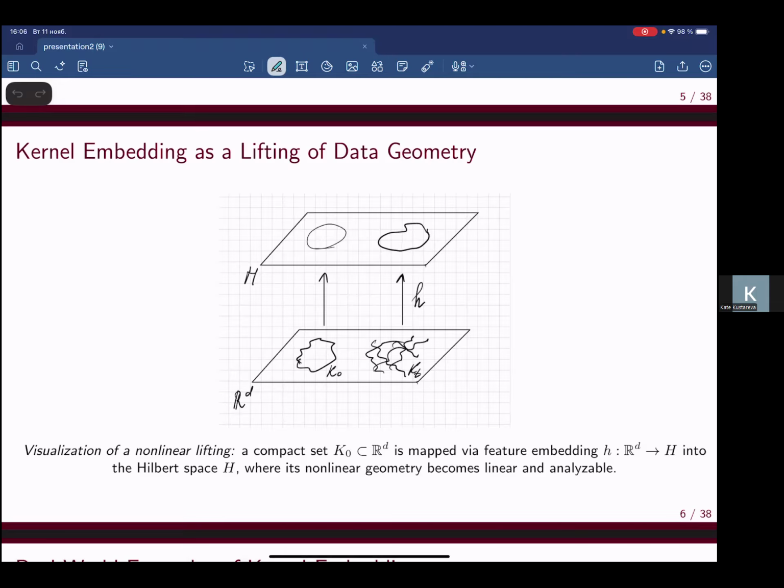And through the embedding map, h, we lift this set into the Hilbert space H. And in this higher dimensional space, the geometry becomes linear and easier to analyze. So suppose distances, angles, projections in H correspond to similarities and relationships in the original nonlinear data. And this is exactly what happens in kernel methods. We just embed data into a reproducing kernel Hilbert space. And then we can describe complex nonlinear patterns using simple linear tools.